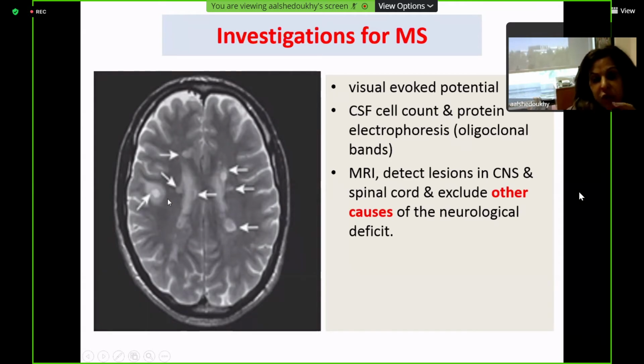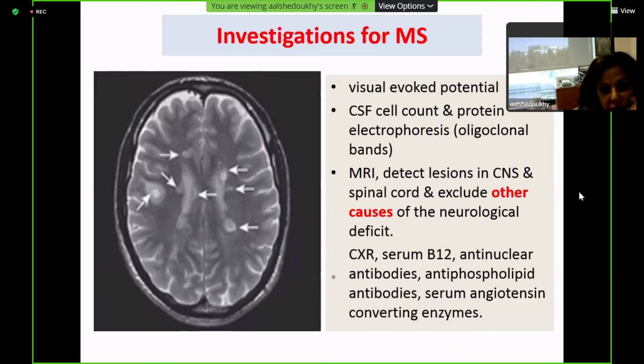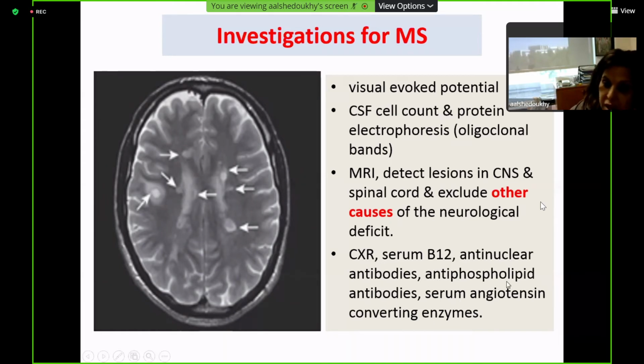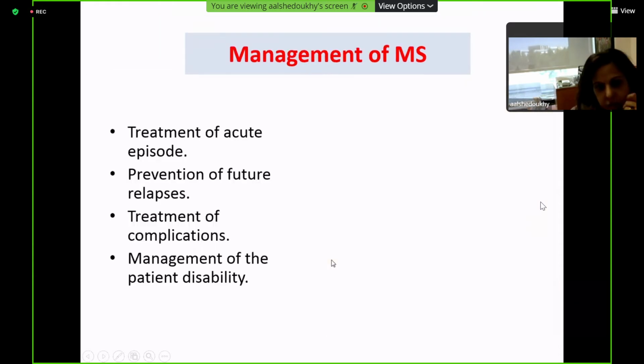It might show you the plaques, but it is important to rule out all these other causes like infection, abscess, neoplasia, metastasis, ischemia, all of that. Then you will need to do other tests like a chest X-ray to rule out primary tumor or neuroendocrine tumor, serum B12, antinuclear antibody, antiphospholipid antibody, and serum angiotensin-converting enzyme. These are general tests that should be done.